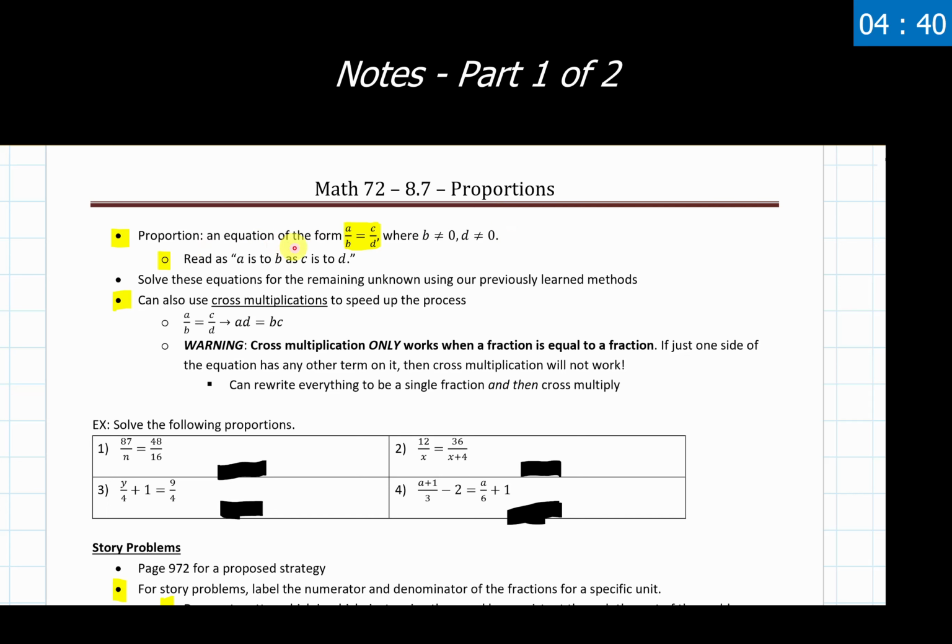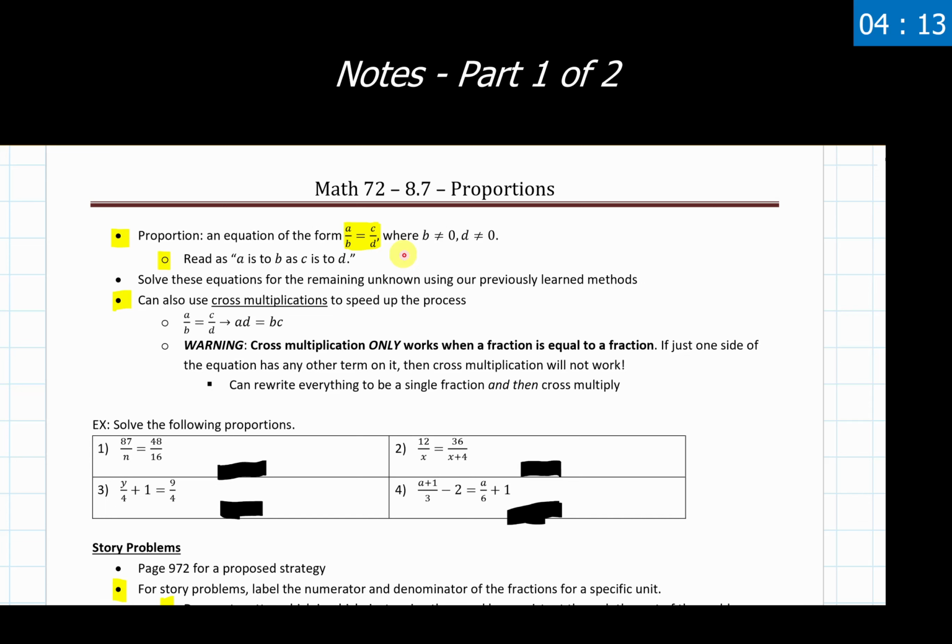So it's an equation of the form A divided by B is equal to C divided by D, where both of these things are written out as fractions, and B and D are not equal to 0. This is really just a fancy way of saying the denominators are not 0. That way we don't have any division by 0 showing up in these problems. Divided by 0, bad things happen, and we don't like that.